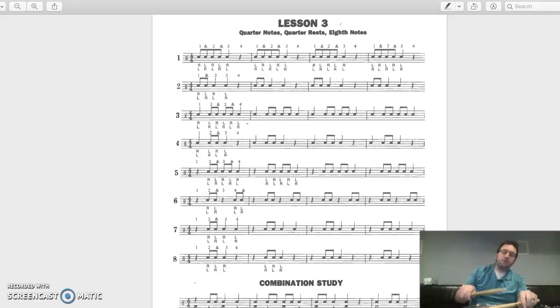So let's review quarter notes and eighth notes, right? We had our quarter notes. 1, 2, 3, 4. 1, 2, 3, 4. They're nice and slow notes, right? Now, if we add our eighth notes, they're in between our quarter notes. 1 and 2 and 3 and 4 and 1 and 2 and 3 and 4 and, right? So our eighth notes are going to be twice as fast.